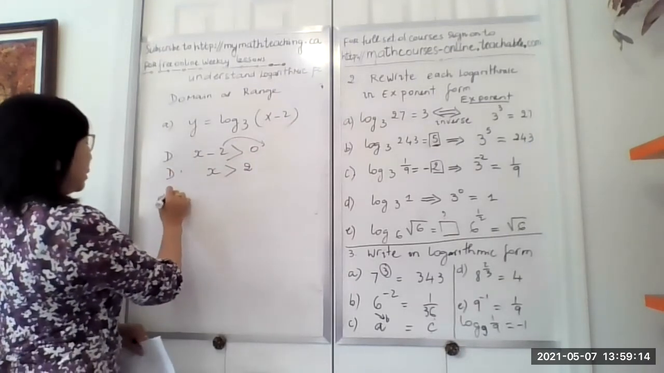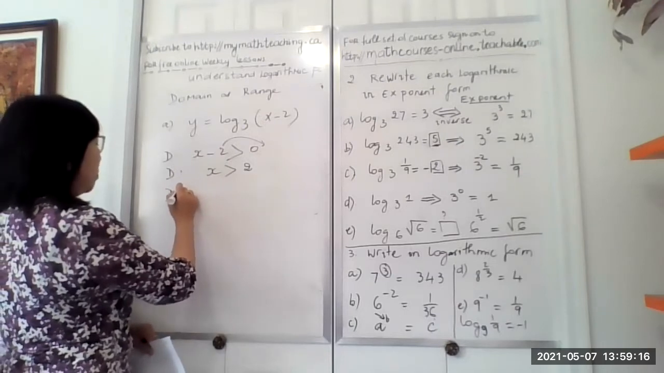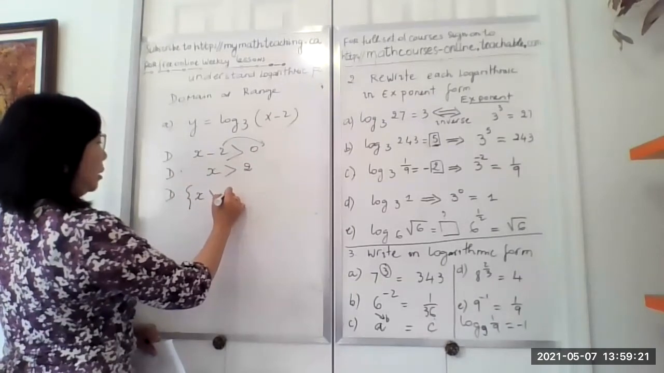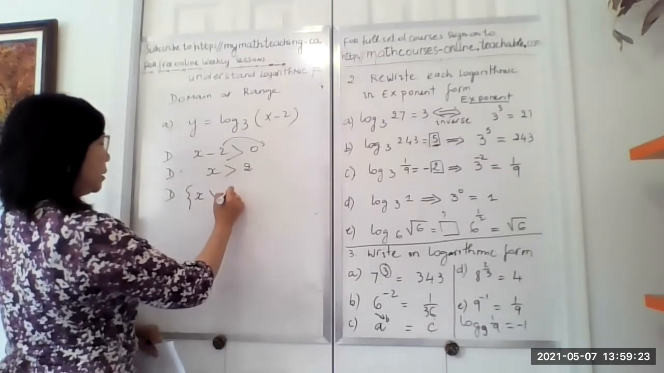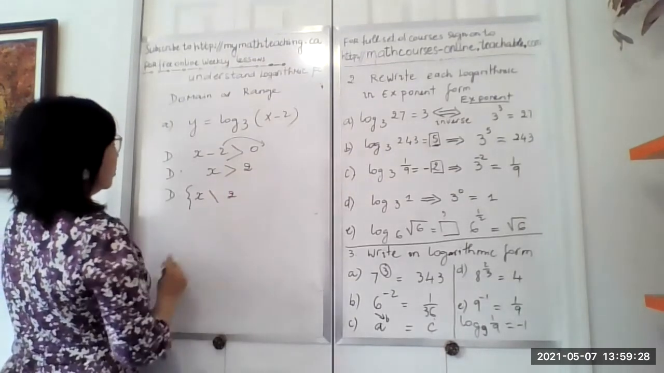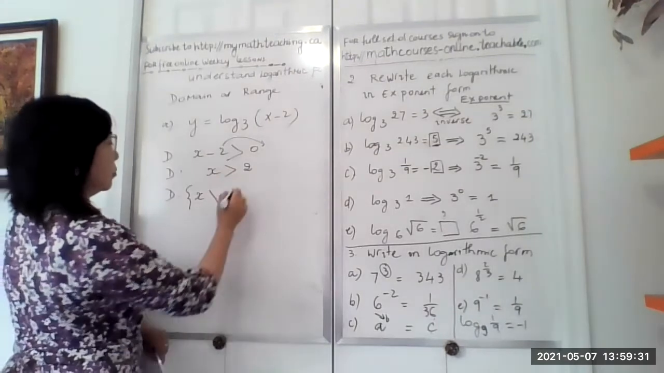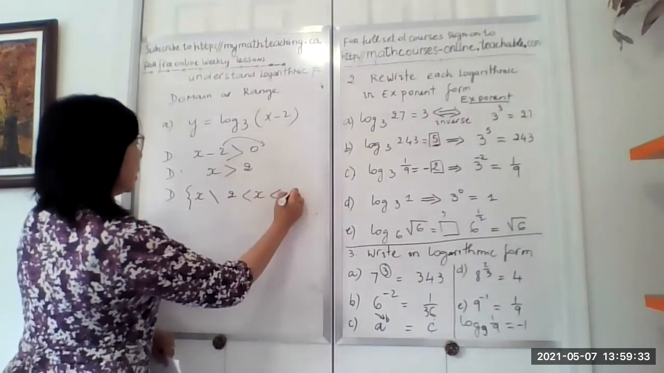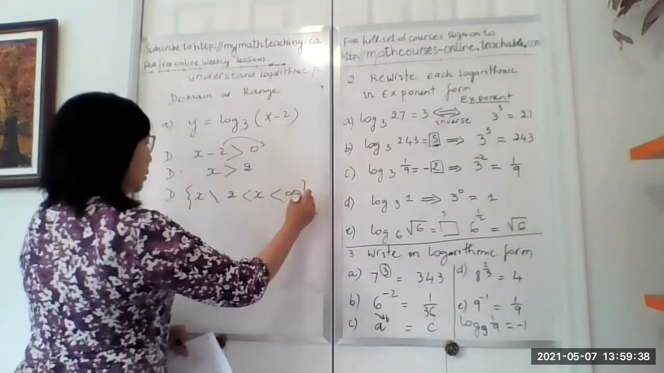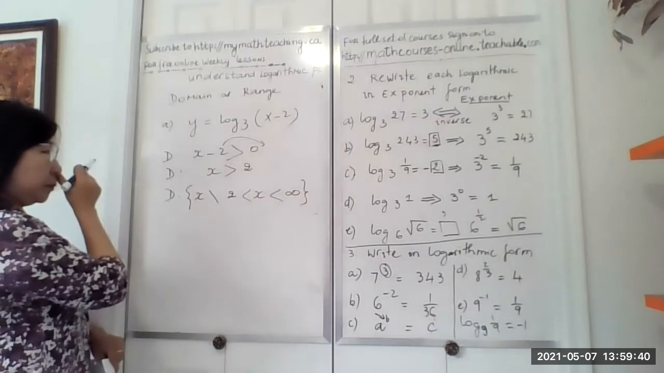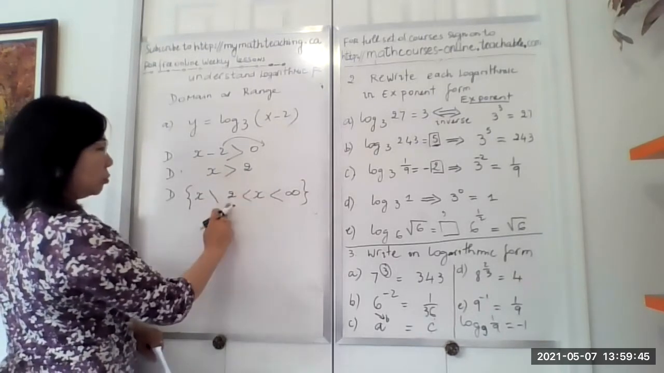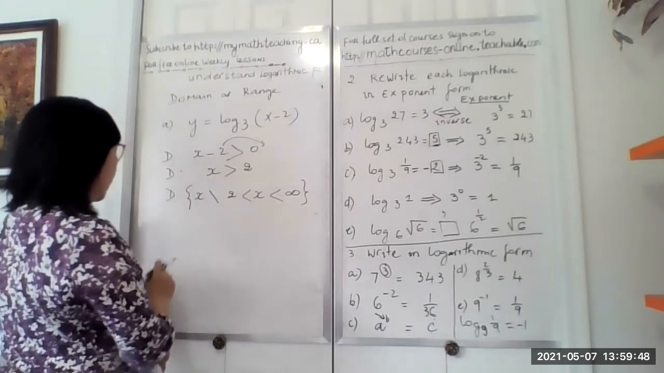So we can write it like this. Say the domain is a set of x such that x is bigger than 2, so 2 less than x less than positive infinity. You can write it like that. And that's the domain of this function. So x has to be bigger than 2, 2 less than x less than infinity.